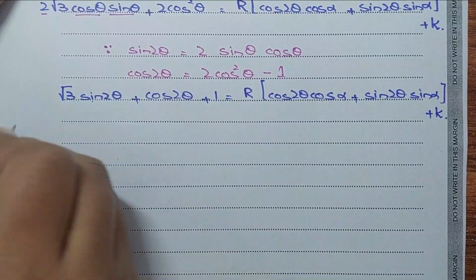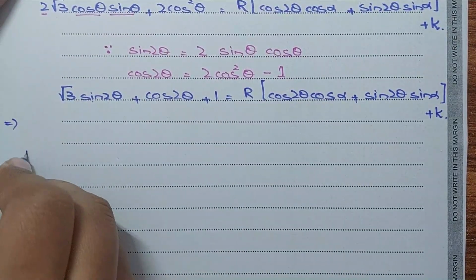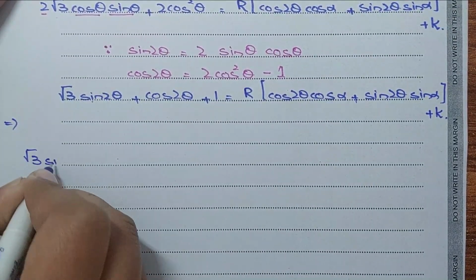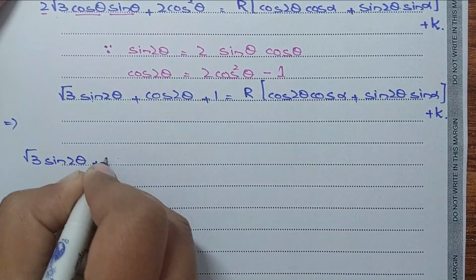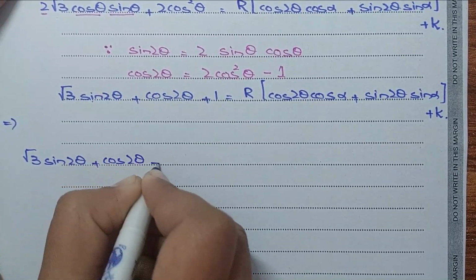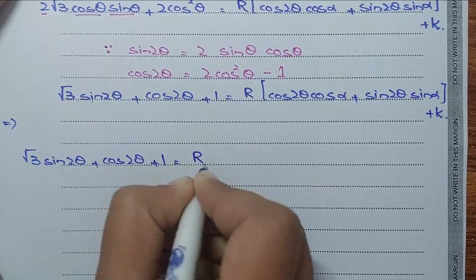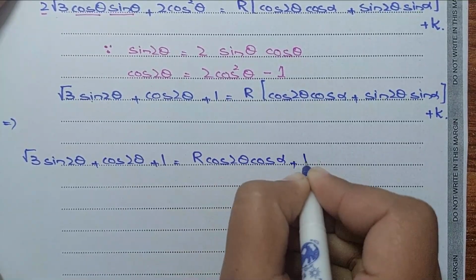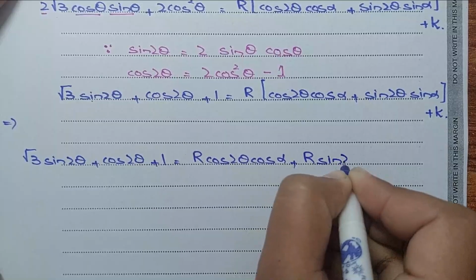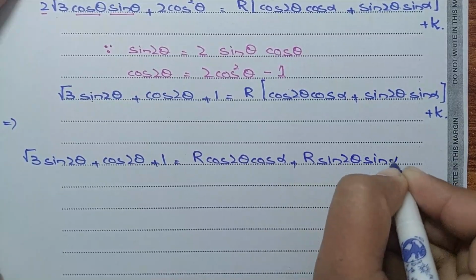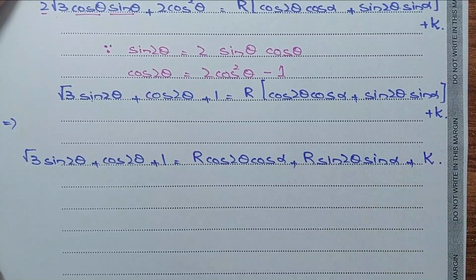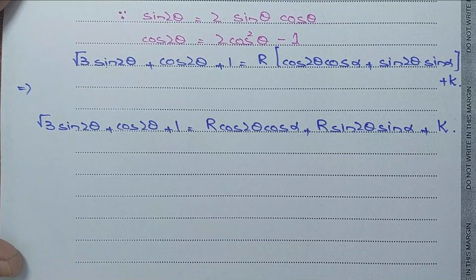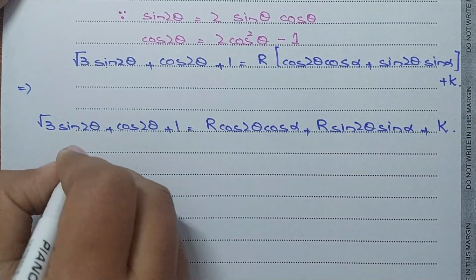Okay, now we can simplify this further as well. So square root of 3 sine 2 theta plus cos 2 theta plus 1 equals r cos 2 theta cos alpha plus r sine 2 theta sine alpha plus k. Now compare the coefficients. And at this stage we can compare.